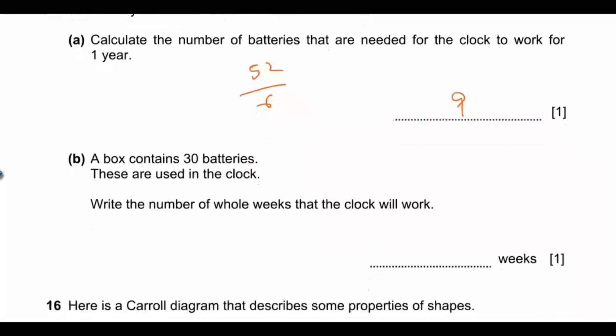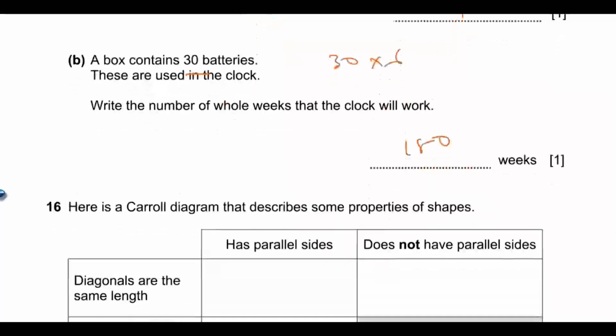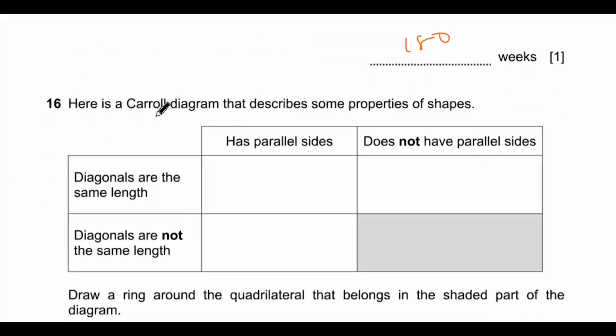A box contains 30 batteries. These are used in the clock. Write the number of whole weeks that the clock will work. Since you have 30 batteries and a battery can last for 6 weeks, that will be 180 weeks for the 30 batteries. Here is a Carroll diagram that describes some properties of shapes.